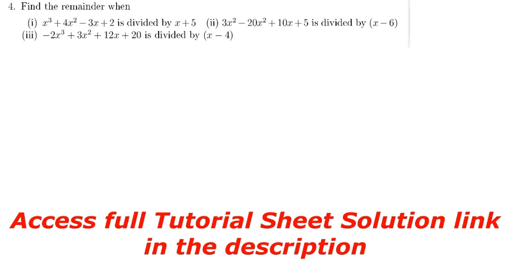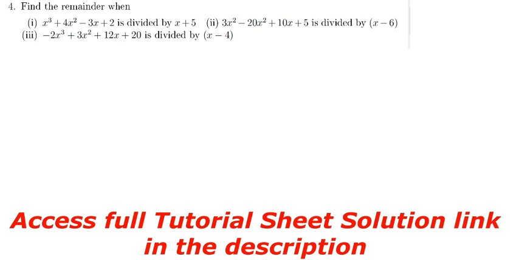So let us go ahead and talk about question 4. Question 4 is saying find the remainder when part 1, x to the power 3 plus 4x to the power 2 minus 3x plus 2, is divided by x plus 5. Here you can use different methods, but in this case I'm going to use synthetic division because I see it to be the simplest one.